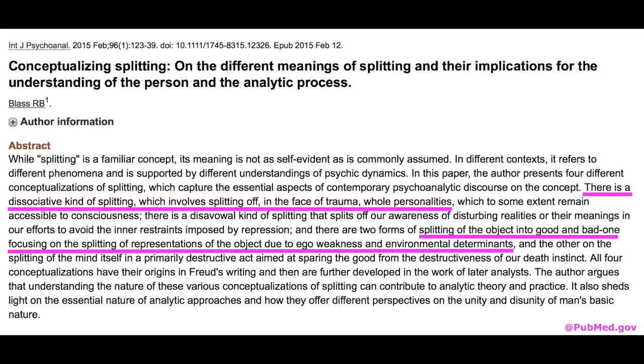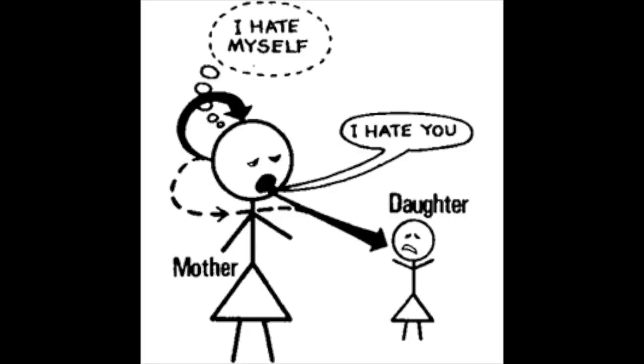And splitting is basically dividing into the good one and the bad one. And a lot of the time, splitting goes into projection, which is where I split the bad part of myself and I project it onto another person and I say, you're the bad one, I'm good, you're bad. And that's another primitive defense.